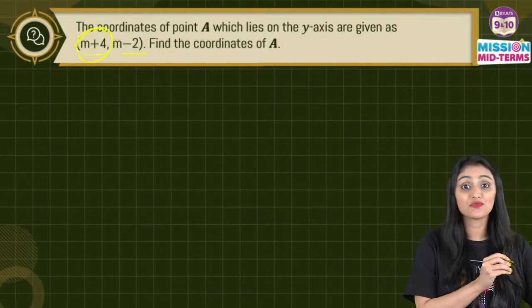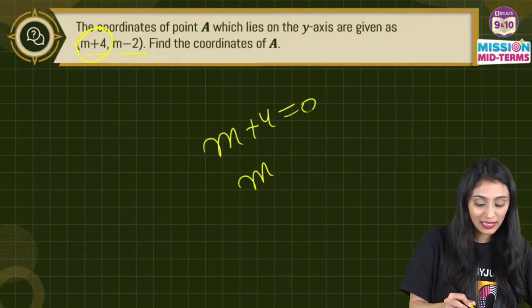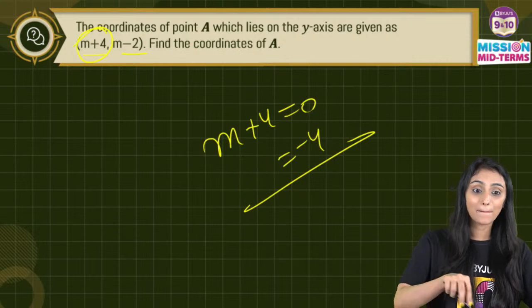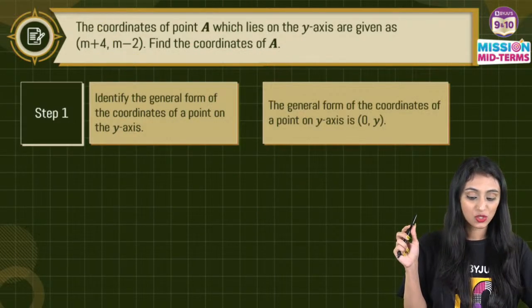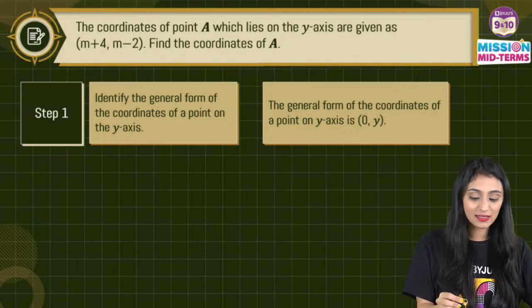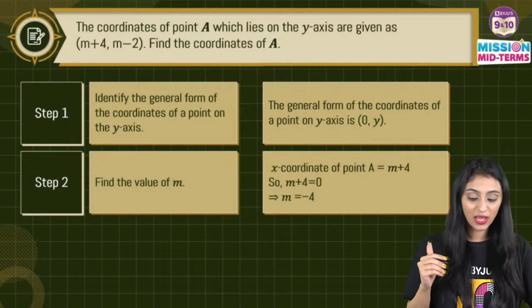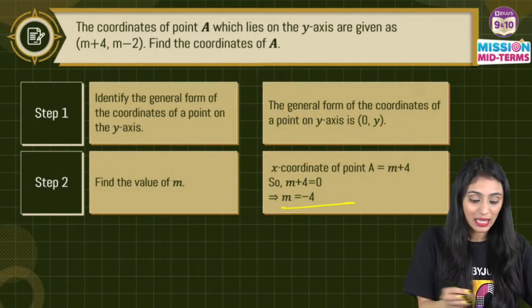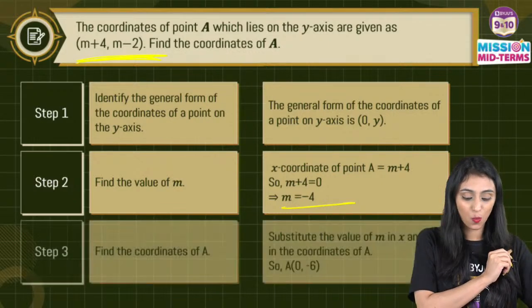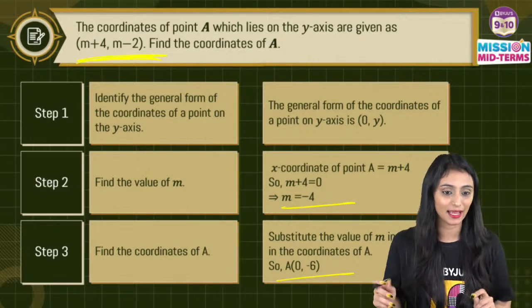That means m plus 4 over here should be equal to 0. So from here I'll get the value of m. That's going to be minus 4. Right? So since it is lying on the y-axis, the coordinate in general form is going to be 0, y. So value of m is going to be minus 4. Correct? I have the value of m. Let's put it here. In this, what will you get? 0, minus 6. That's going to be the coordinate for A.